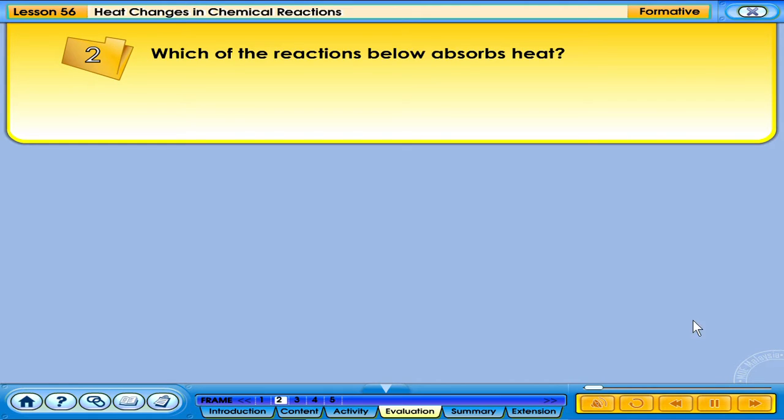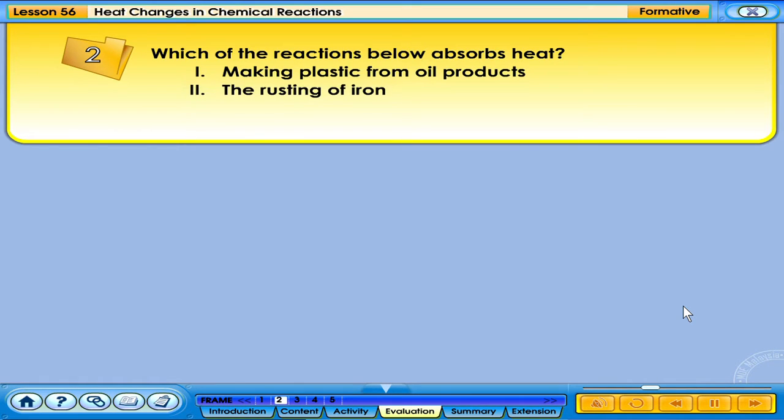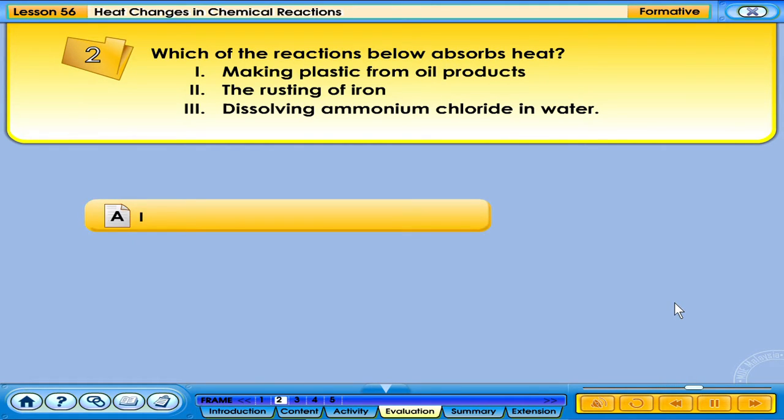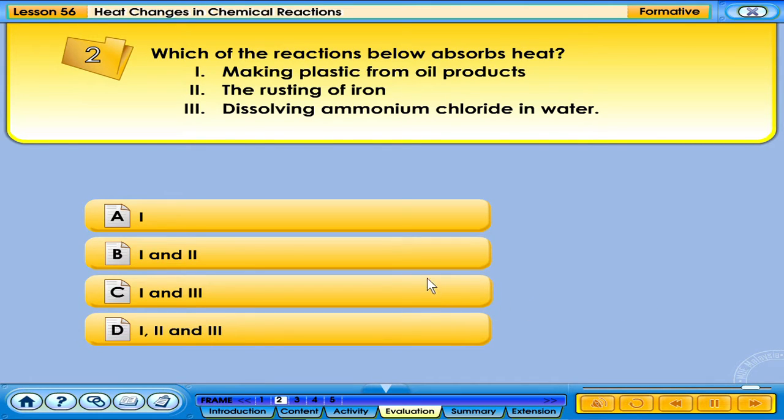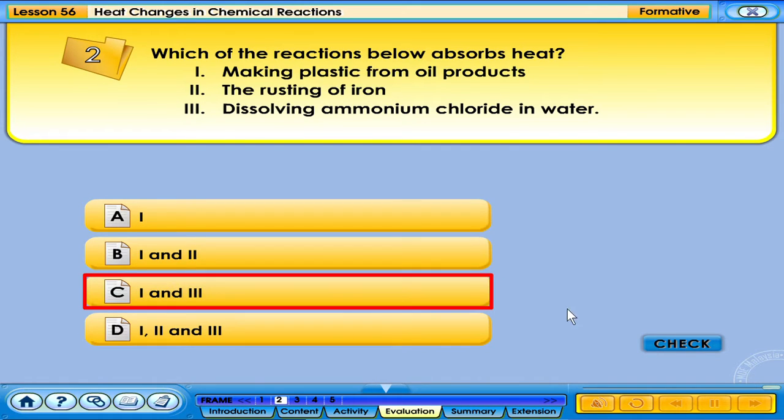Two. Which of the reactions below absorbs heat? 1. Making plastic from oil products. 2. The rusting of iron. 3. Dissolving ammonium chloride in water. A. 1. B. 1 and 2. C. 1 and 3. D. 1, 2 and 3. Your answer is correct.